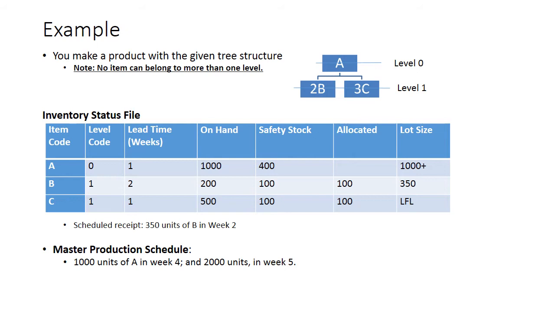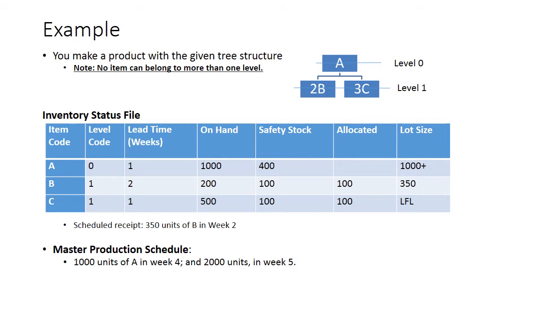Now let's look at the second line, which is item code B. It's level 1. Lead time is given to you as 2 weeks. Right now on hand you have 200 items sitting with you. Out of that, 100 is safety stock and another 100 has been allocated for some other use. So effectively you have nothing sitting with you, unlike item A where you had 600 items available to you.